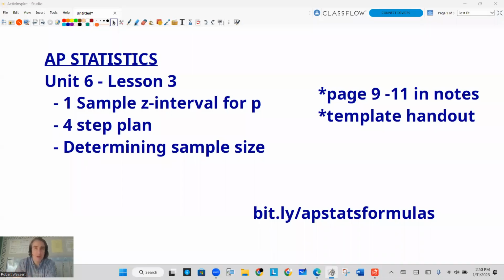Welcome to class. We're going to be going over Unit 6, Lesson 3 in our notes. If you're tuning in and you're not in class, you can look in the link for the description. But if you're in my class, you should have a handout for our notes, and it's going to be going over pages 9 through 11.